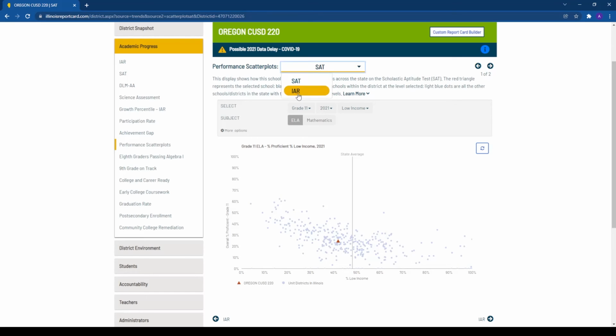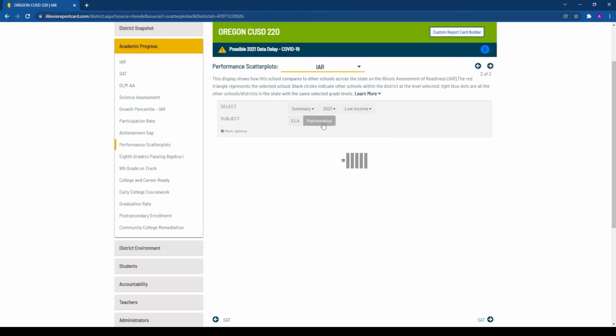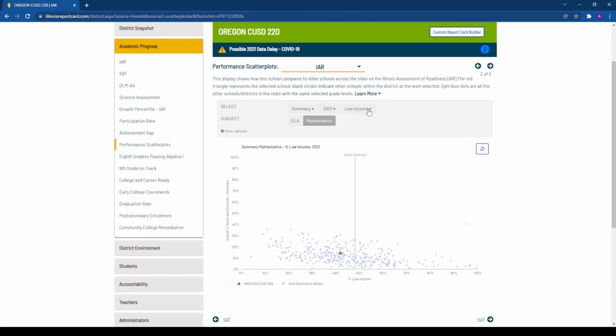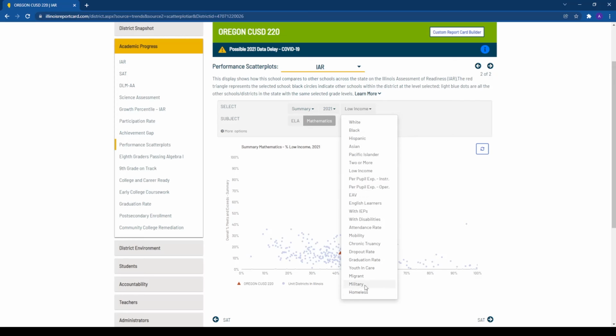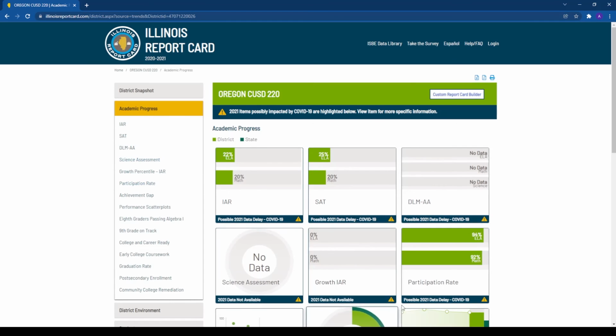And you can look on the IAR, you can look at mathematics, you can change the different demographic aspect that you want to compare. There's just a ton of information that you can dig into in terms of the academic progress of students within your district.